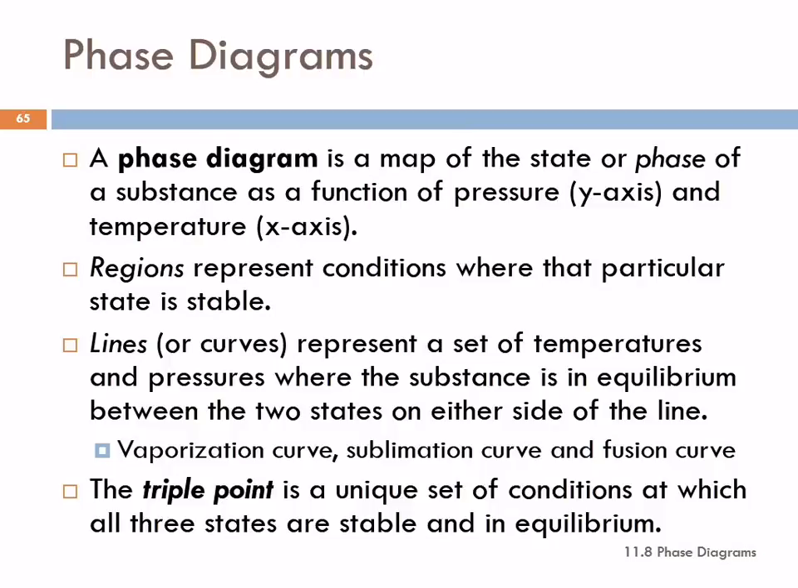So under this pressure and this temperature, the substance will be stable as a liquid, or it will be stable as a gas. And the lines that separate those different regions represent where the substance is in equilibrium between two states. And so we refer to these as a vaporization curve between a liquid and a gas, a sublimation curve between a solid and a gas, and a fusion curve between a solid and a liquid. The triple point is a place where those three curves meet, and that's a unique set of conditions where you have the gas, the liquid, and the solid all in equilibrium with each other.